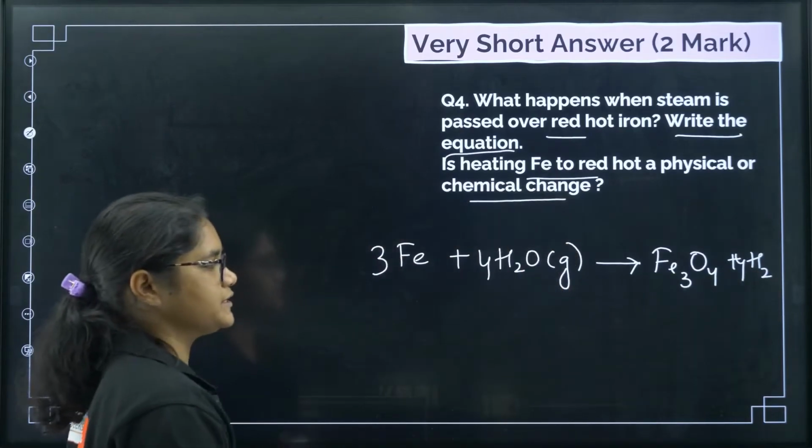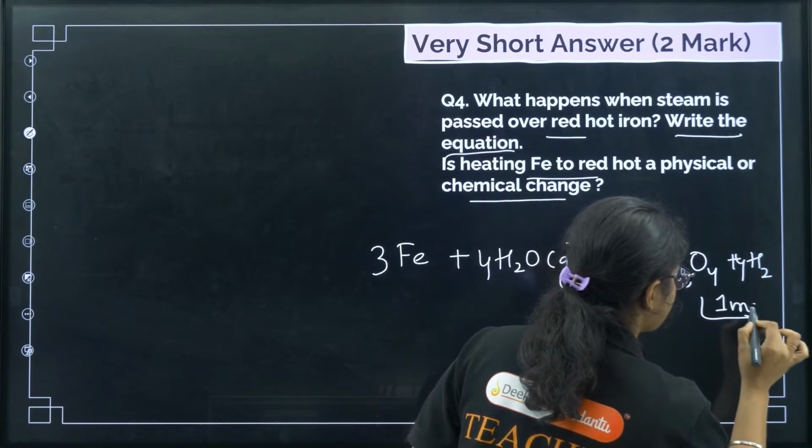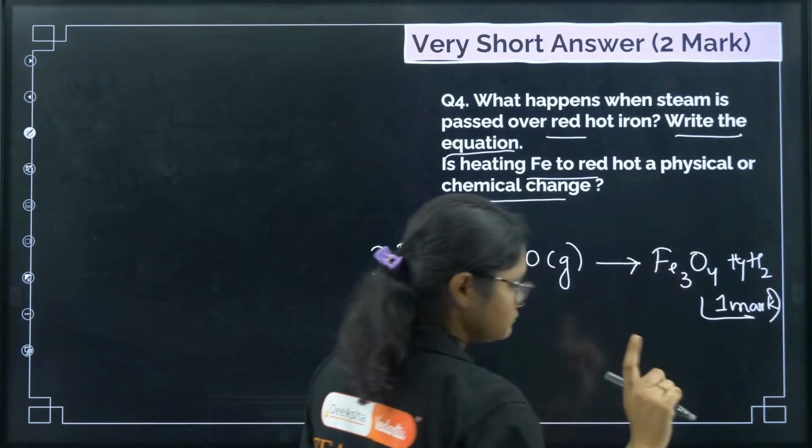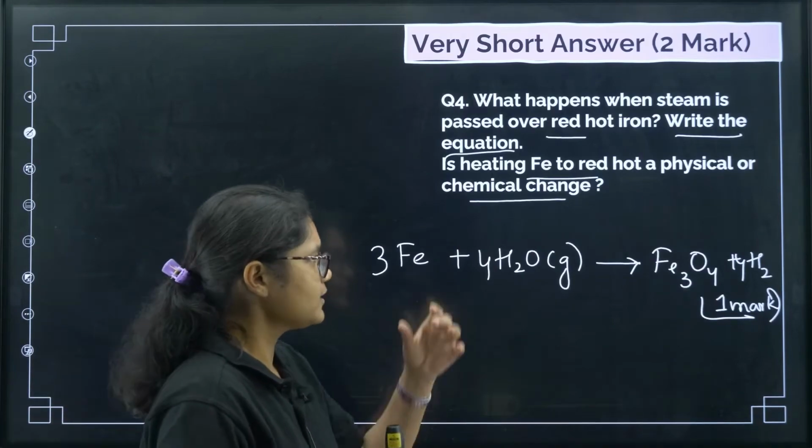So, this is the balanced equation. So, the first mark, if you write it, you will be getting 1 mark. Okay, 1 mark the teacher will put for you. Now, coming to the next part.